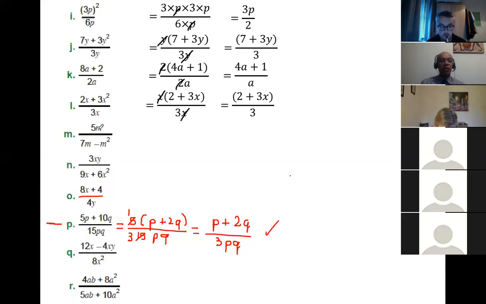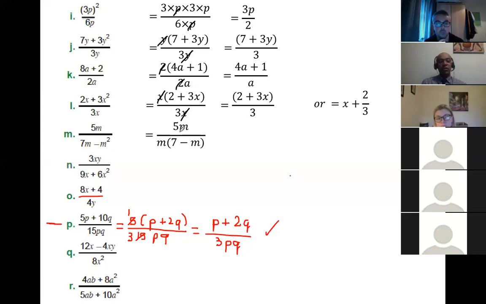Next, I've got m for my common factor here, because I've got 7m minus m squared. This time it's the denominator that we're going to factorize, because 5m just stays as a 5m. So the denominator, we can just rewrite it as m times 7 minus m, over 5 over 7 minus m.